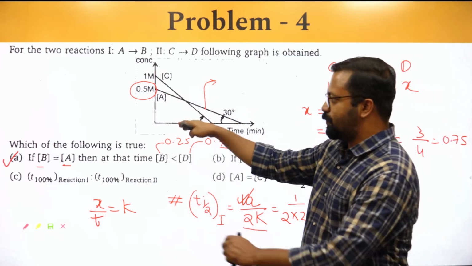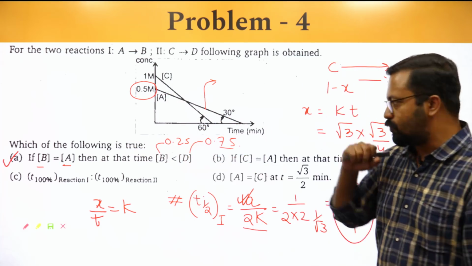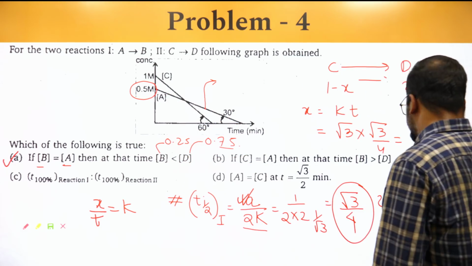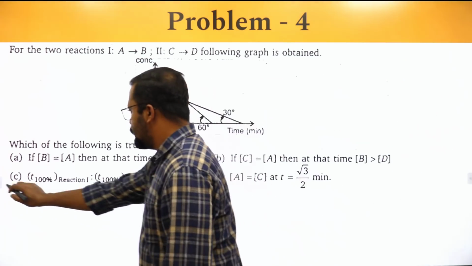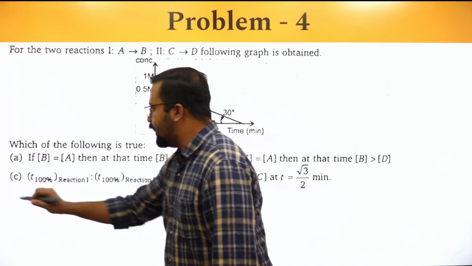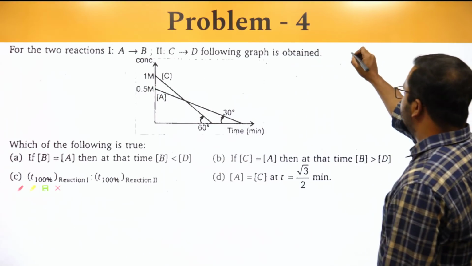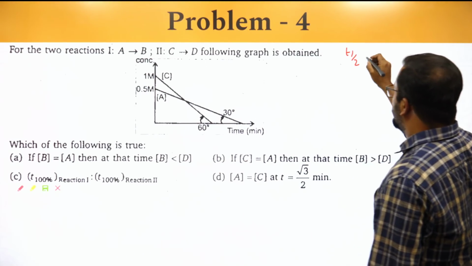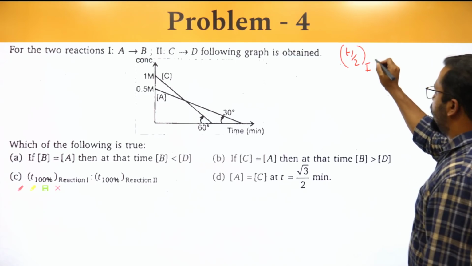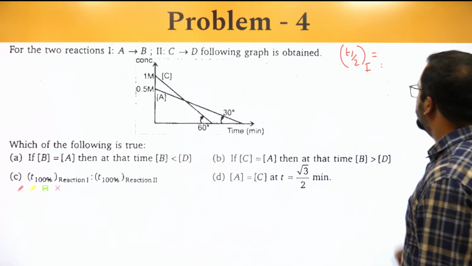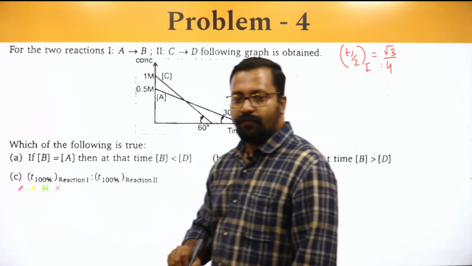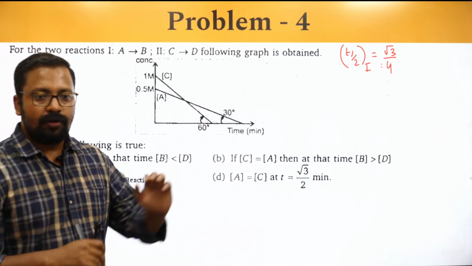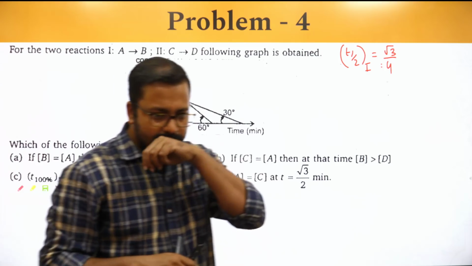The question is pretty simple. Which of the following statements is true? Next. So with this idea that I know for a fact that T half for first reaction is root 3 by 4.